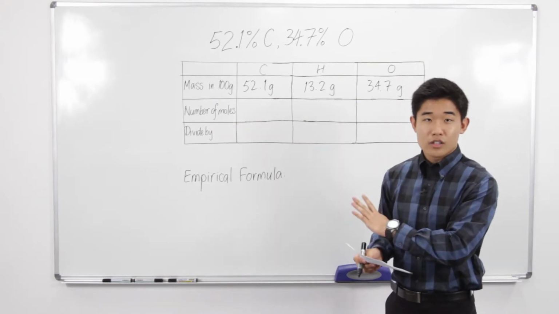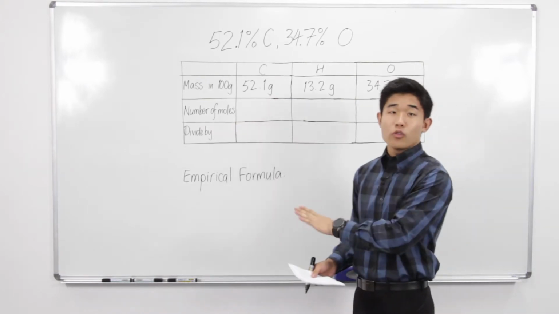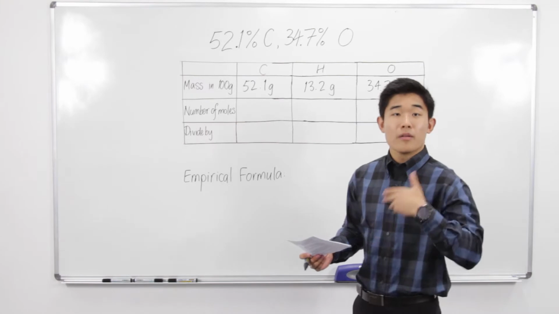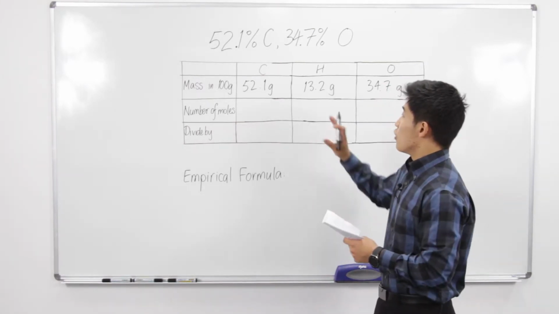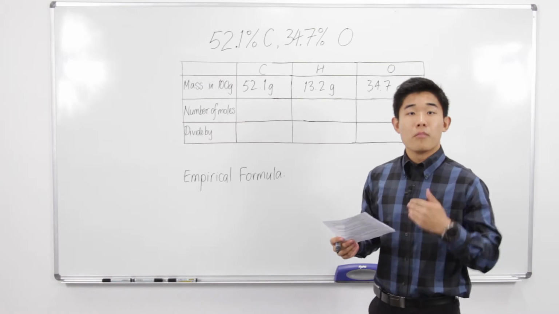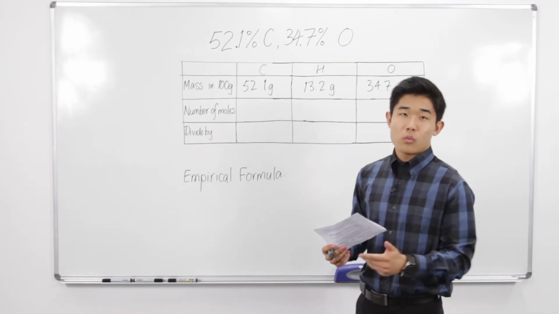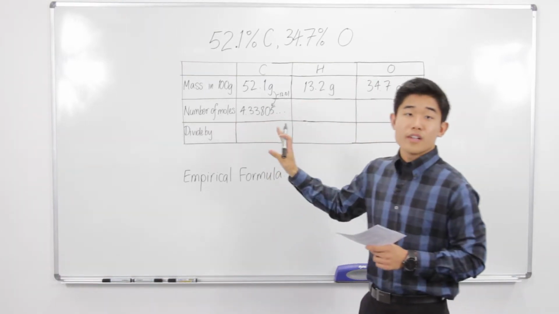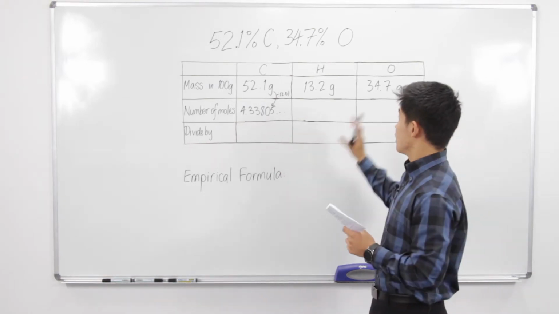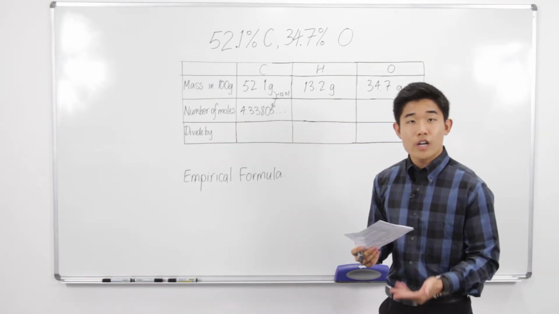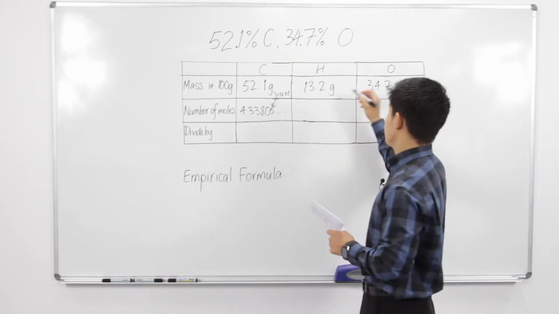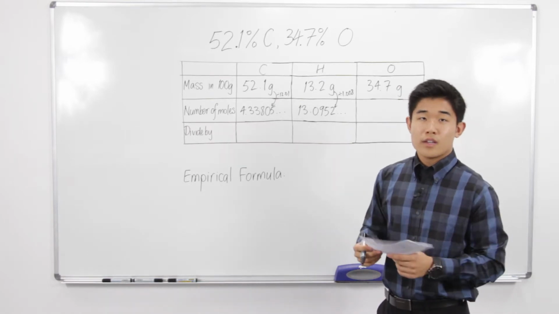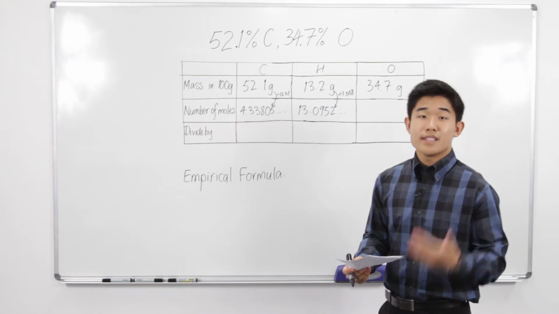Now this is just the masses of each constituent element. To find the empirical formula, what we need to do is to find the number of moles. So that means we have to divide by the molar mass of each element. So 52.1 grams, we have to divide this by the molar mass of carbon, which is 12.01 on your periodic table. This gives us 4.33805. For hydrogen, we have to divide by the molar mass of hydrogen, which is 1.008. This gives us 13.0952. Now we have to do the same for oxygen, so that means we have to divide by 16.